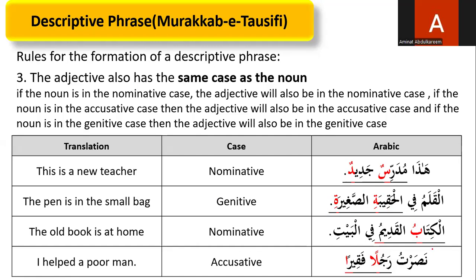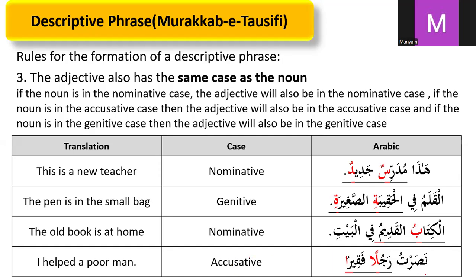Now here, al-kitabul qadimu. Now ending with dhamma. Both are ending with dhamma and both are beginning with al. So this is also an adjective phrase and it is in nominative case.